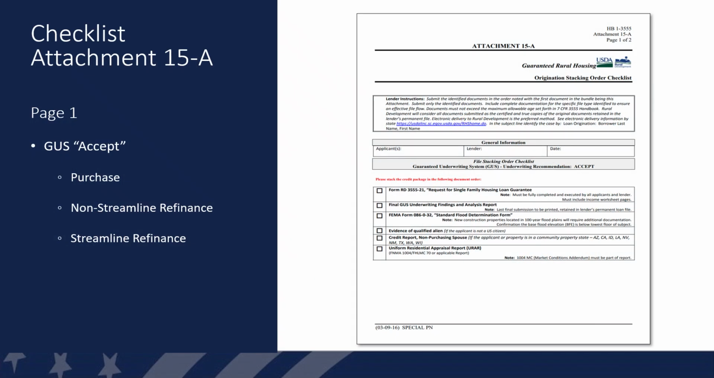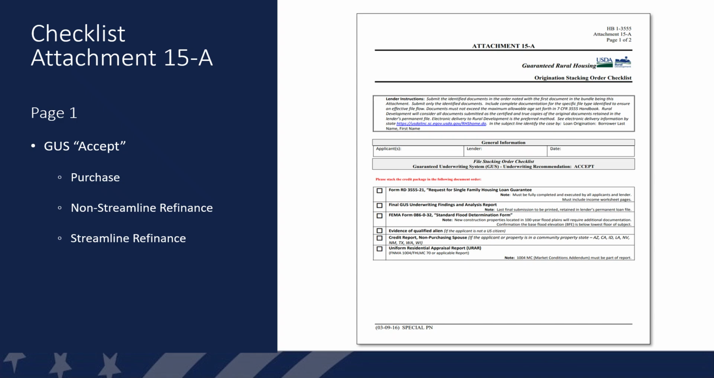For GUS loans that receive an accept underwriting recommendation, you will follow page 1 of attachment 15A, Loan Origination Checklist, when assembling documents for upload to GUS. Assemble the following documents in this stacking order. The completed and signed Form RD 3555-21, Request for Single Family Housing Loan Guarantee, all pages.